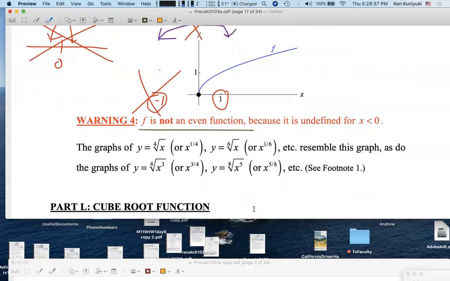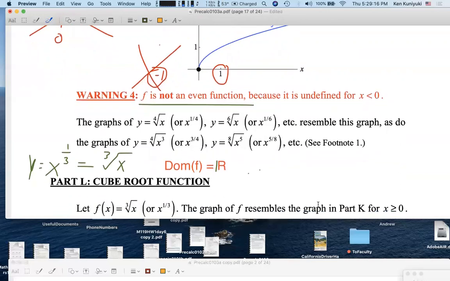Now, what about the cube root function? Y equals x to the what? X to the 1/3. That's the cube root function. What's the domain of this? It's not just the non-negative reals. The domain is going to be all reals, because you're allowed to take the cube root of a negative number, the 5th root of a negative number as well, all right?